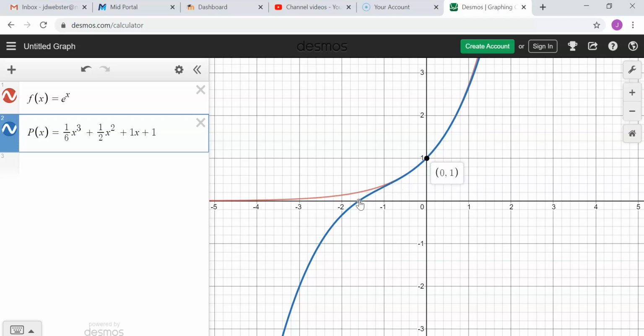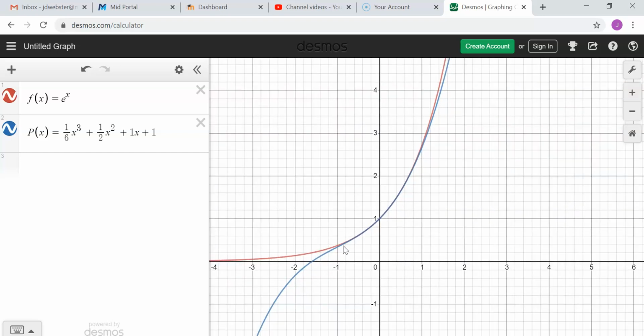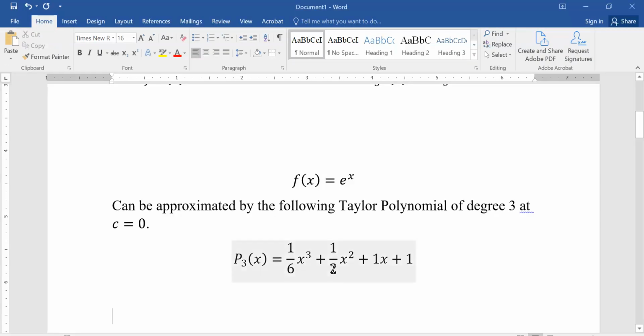Now, obviously, when we start getting further away, when you get out to x equals -3, then it's a really bad approximation. When we get up to x equals 2 or x equals 3, then we get a bad approximation. But this is a really good approximation polynomial around where x is equal to 0. So that's really what these polynomials do. They approximate well. This polynomial approximates this function well right around where x is equal to 0, centered at c equals 0.